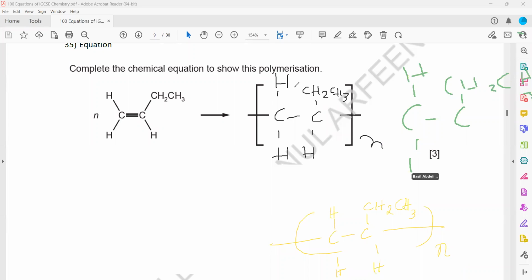Sometimes they ask to draw a section of the polymer, like 2 repeat units or 3 repeat units. In that case, you don't have to put a bracket and write n. Otherwise, you have to. For example, if I say draw 2 repeat units of this polymer, then you don't have to put n.